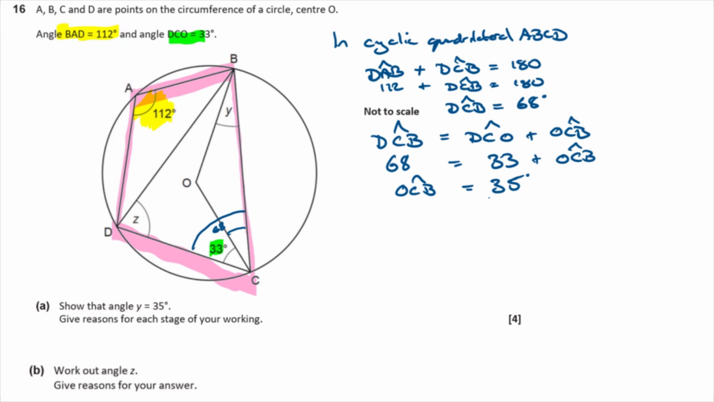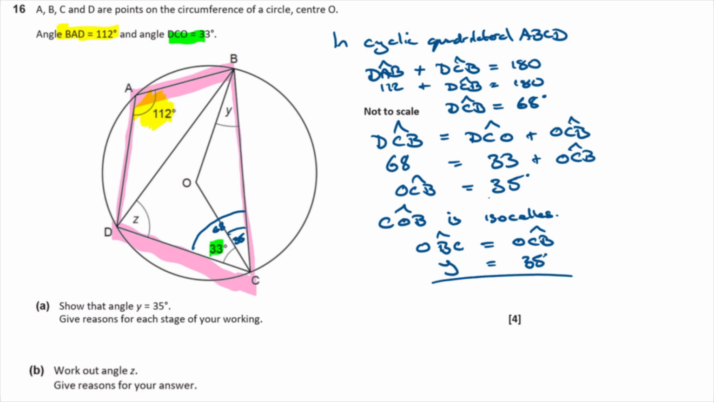So I know that this is 35 here, but COB is an isosceles triangle, isn't it? I can say that COB is isosceles. So therefore the other angle, OBC, is going to be equal to OCB. But the other angle is Y, and OCB I know is 35. So that's 35, so y is 35.